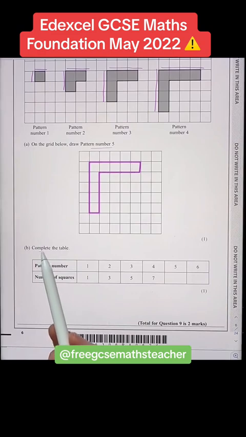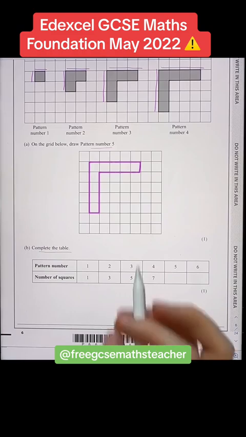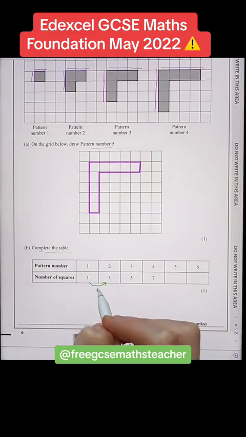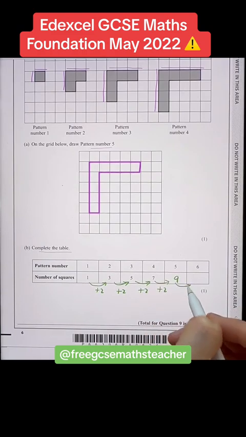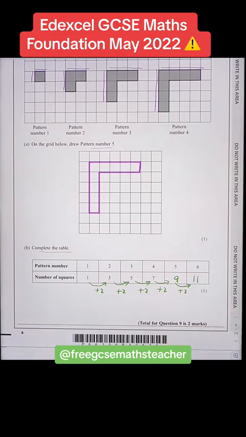For part B, we're asked to complete the table. Looking at number of squares, we have 1, 3, 5, 7, which shows that each time we're adding on 2. Therefore, 7 add 2 will give us 9, and 9 add 2 will give us 11.